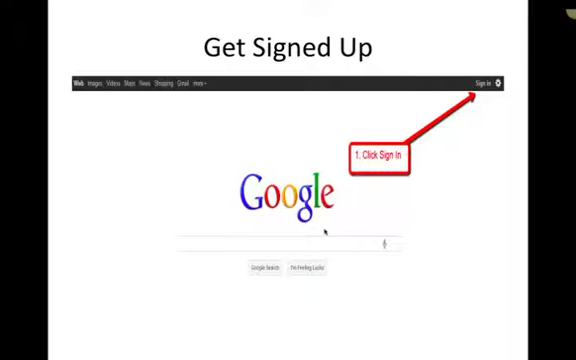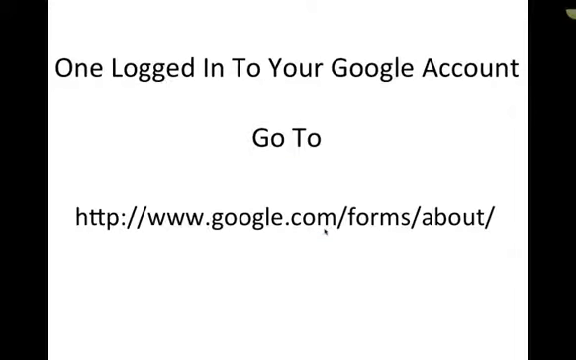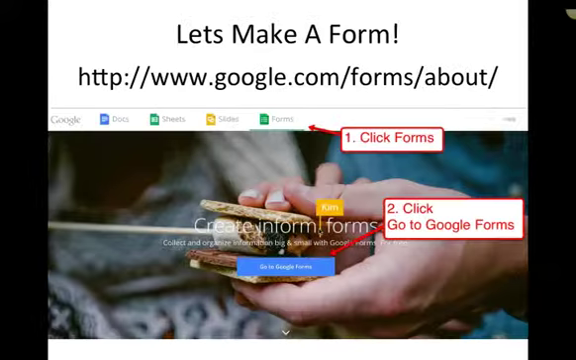Okay, so all you need to do to get started is sign in or create an account. Of course, if you already have an account, just log in. And then once you're there, you want to go to google.com/forms/about. It's going to take you to this page right here. Inside this page, you're going to choose Forms. Of course, if you want to do an Excel spreadsheet or doc, you can go there. But here we want to do a form, okay? Down here, click Go to Google Forms.